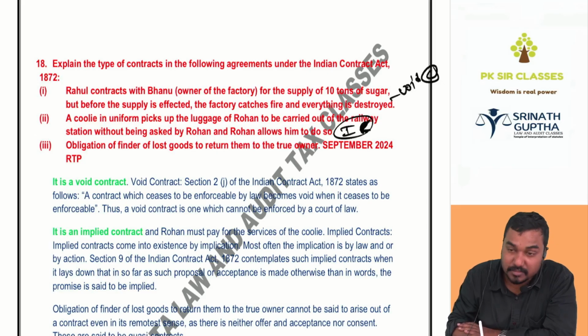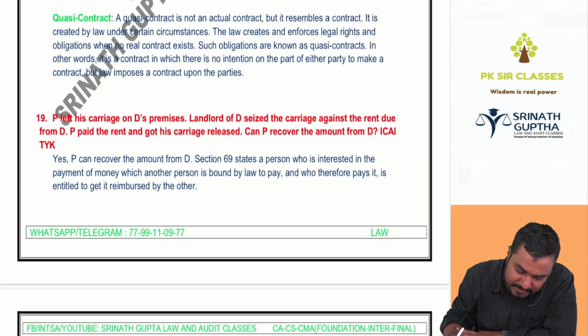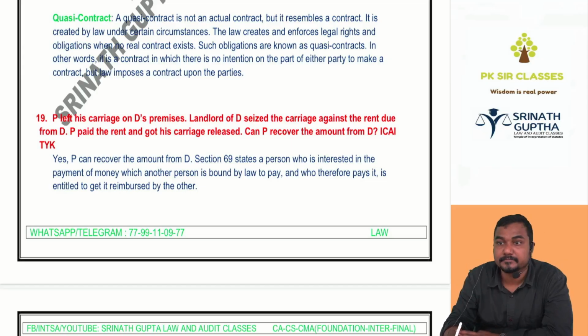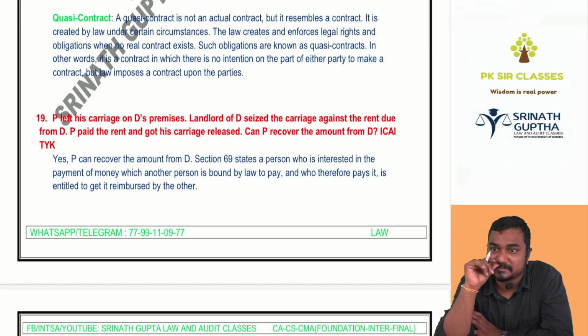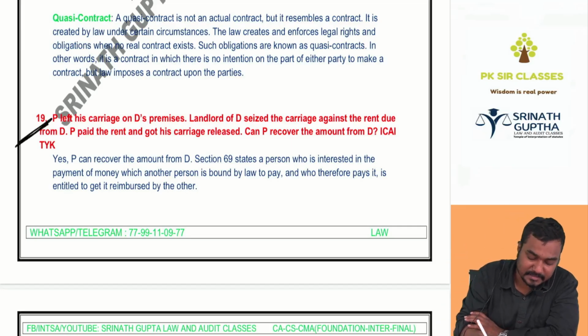Obligation of finder of lost goods. P left his carriage on D's premises. The landlord seized the carriage against the rent due from D. P paid the rent and got his carriage released. Can P recover the amount from D? Yes. Which case? Abid Hussain versus Ganga Sahel. Abid Hussain versus Ganga Sahel, same case, beta.